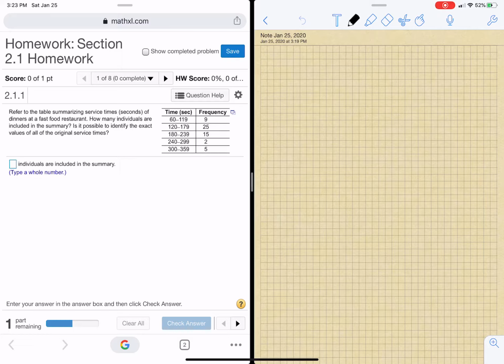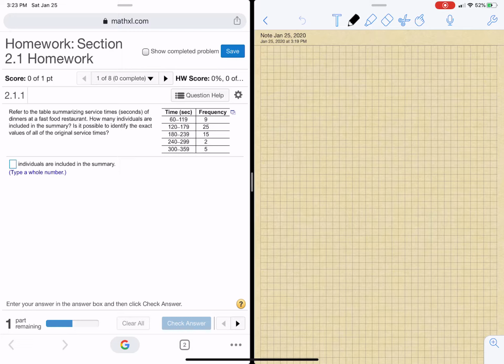Okay, let's get started. Refer to the table summarizing service time. These are times it takes to get your food at a fast food restaurant. How many individuals are in the summary? All we have to do is add the frequencies.